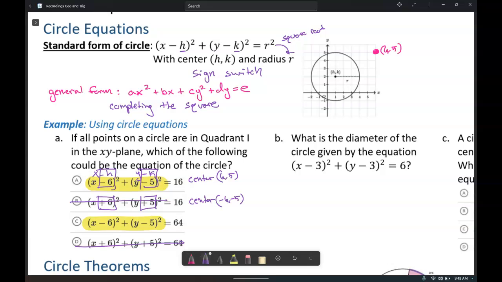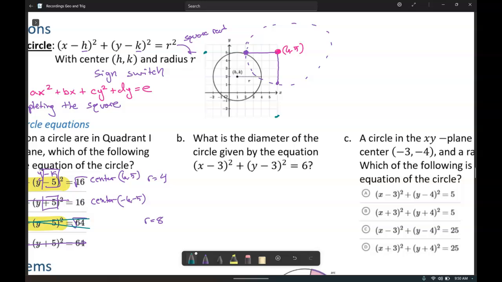Well, the constant term is the square of the radius. So if we square root 16, we get a radius of 4, versus when we square root 64, we get a radius of 8. Well, looking at our center, if we have a radius of 4, 1, 2, 3, 4, this is as far out as this circle extends, and it continues all the way around. But if we had a radius of 8, it would go well beyond into the other 2 quadrants, and that means this circle is going to be too large. So it can't be circle C, it has to be circle A.